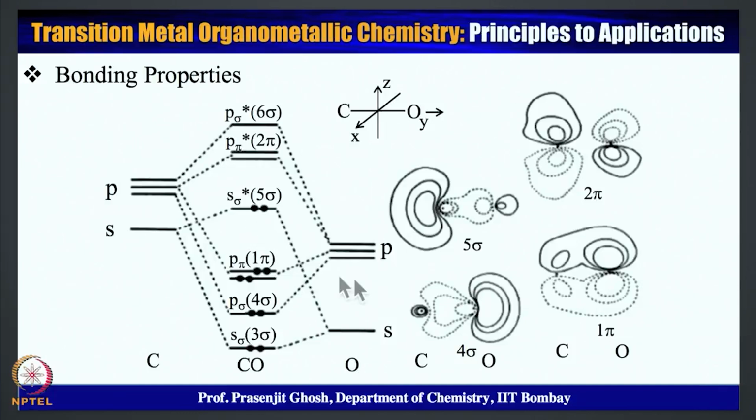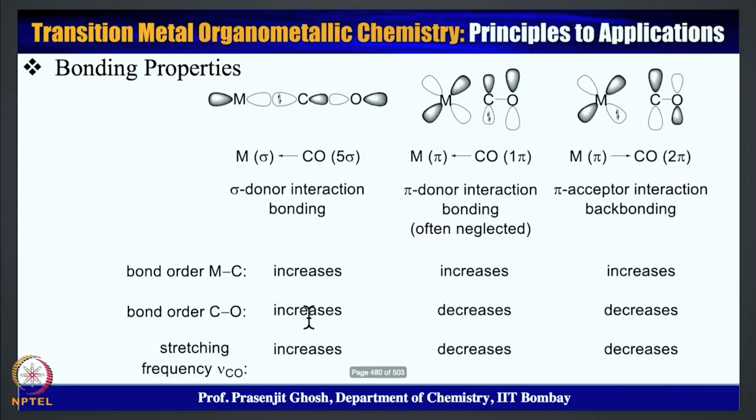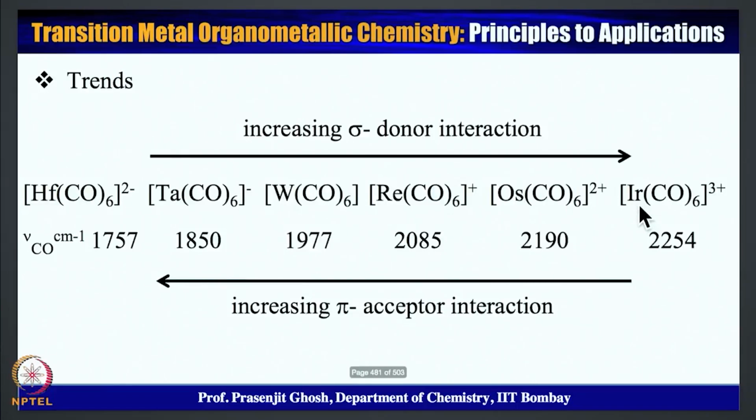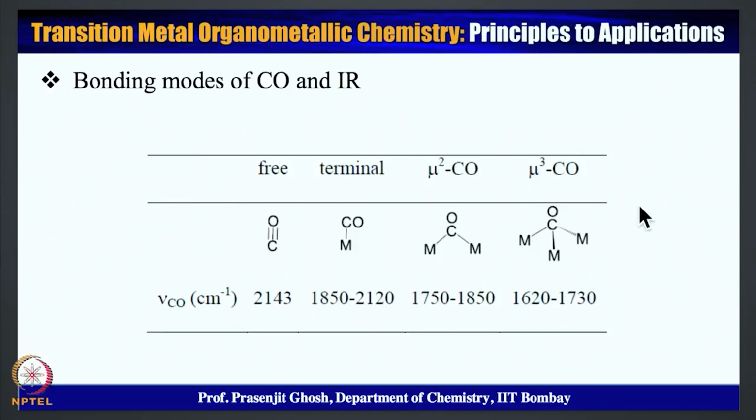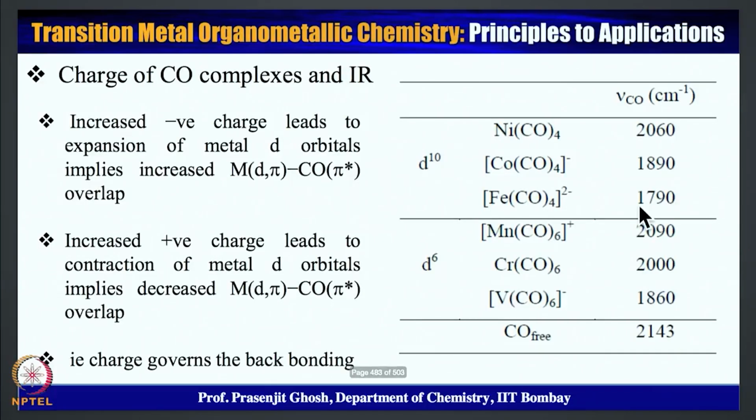To understand the metal carbonyl, we have looked into the orbital diagram of carbon monoxide, and then looked into the interaction of the carbon monoxide frontier orbitals with the metal d orbitals, and we looked at various kinds of interactions: carbon monoxide to metal sigma, carbon monoxide to metal pi, and metal to carbon monoxide back pi interactions. We have seen how the metal carbonyl stretching frequency can be justified to look into the type of bonding carbon monoxide displays.